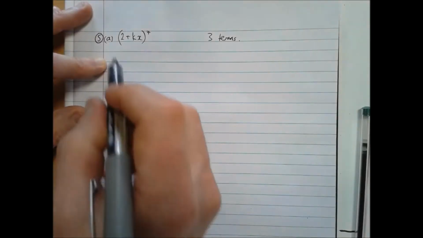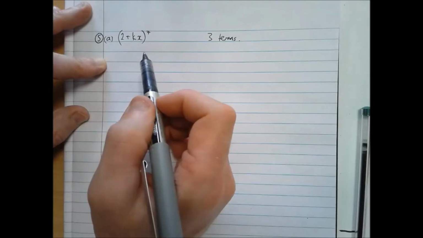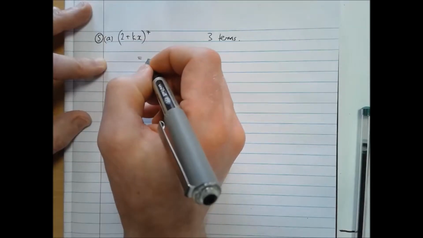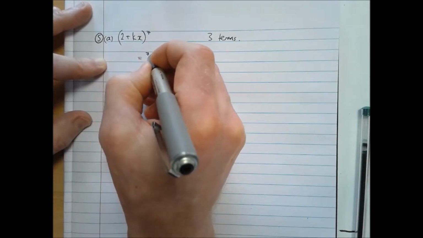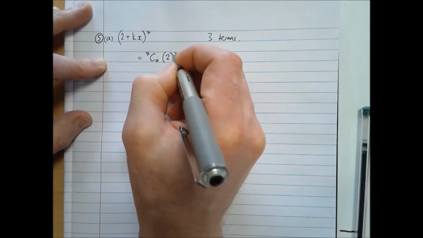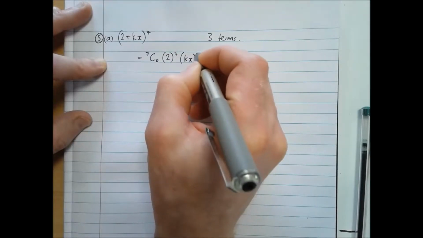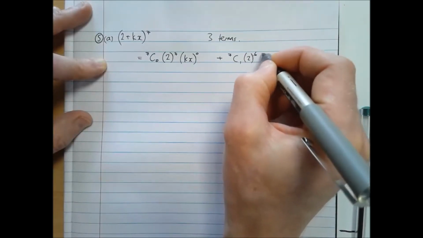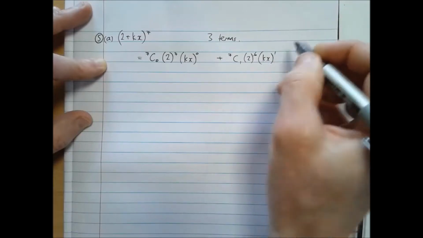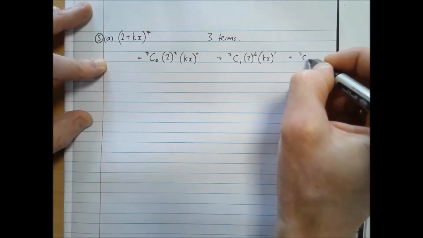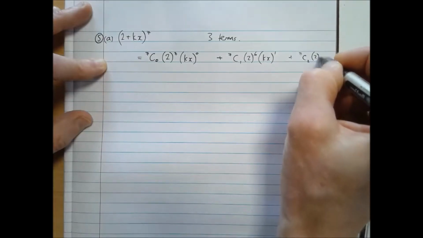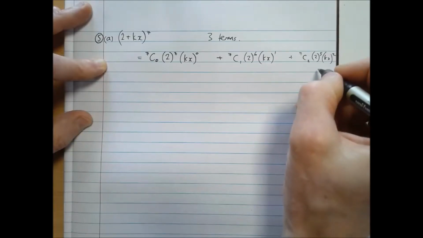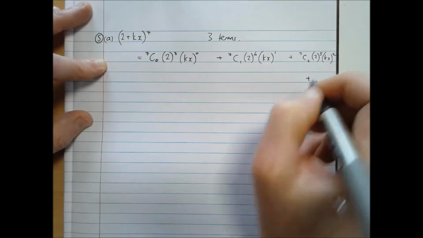Okay, question 5. Here we have (2 + kx)^7, and we're being asked for the first 3 terms of that expansion in ascending powers of x. So to start with then, as ever, 7C0, 2 to the 7, kx to the 0, adding 7C1, 2 to the 6, kx to the 1, and then 7C2, 2 to the 5, kx to the 2. And there would be other terms, but we don't need them.